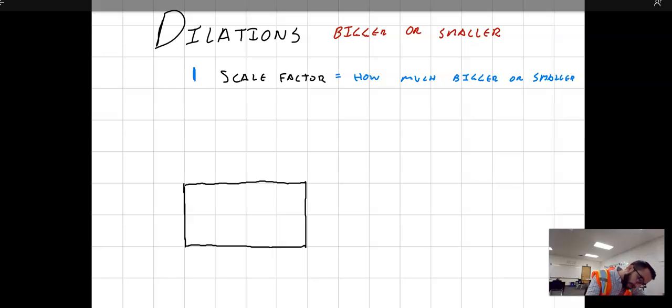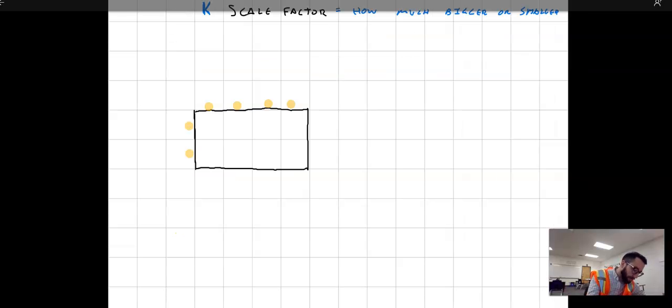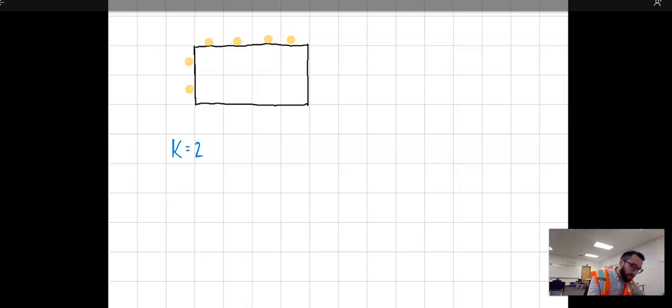We use k. So here I have a rectangle, and this rectangle is 2 squares tall and it is 4 squares wide. So let's say that I had a scale factor of 2. Okay, so let's say that k equals 2. That means I am making this twice as big. So it was originally 2 squares tall. Well, 2 times 2 is 4, so now it's going to be 4 squares tall. It was 4 squares wide, so 4 times 2 is 8, so now it's going to be 8 squares wide.